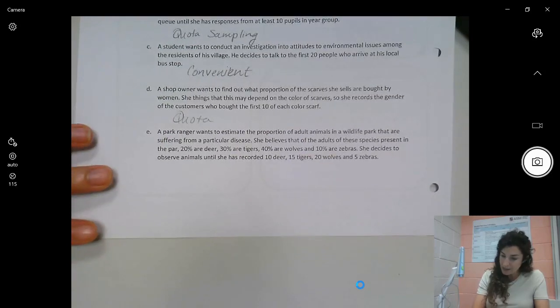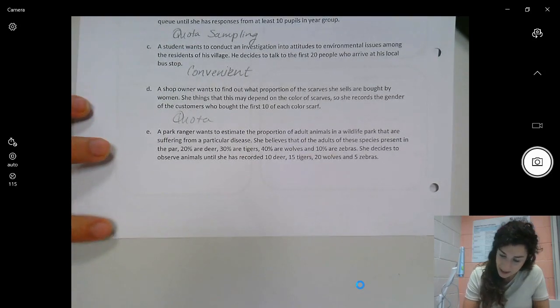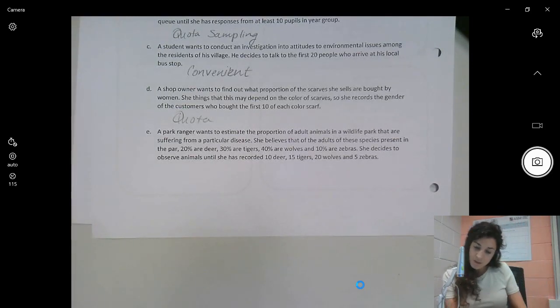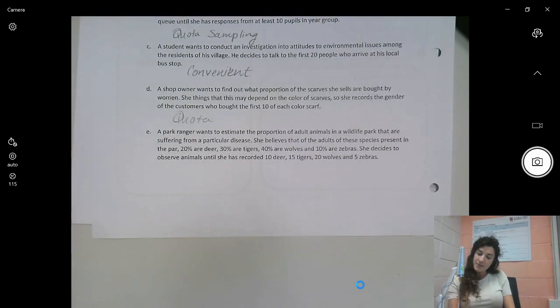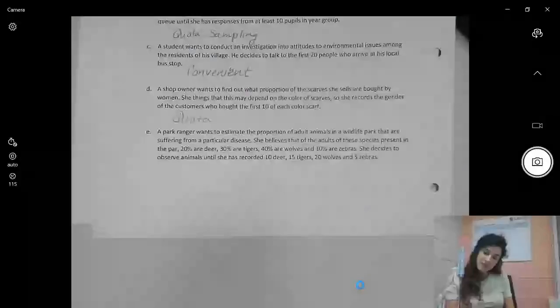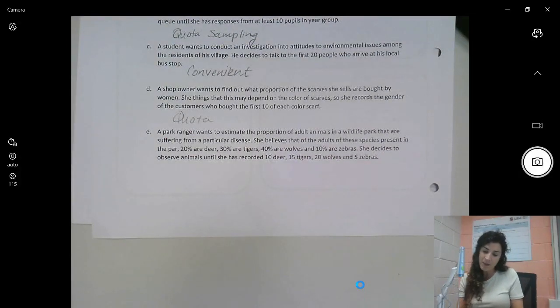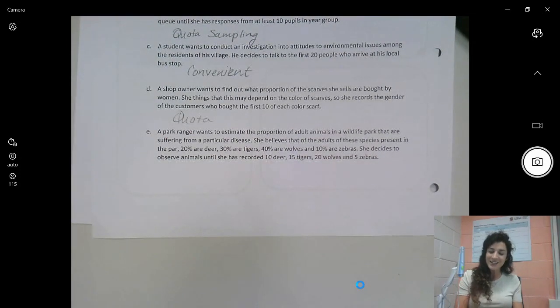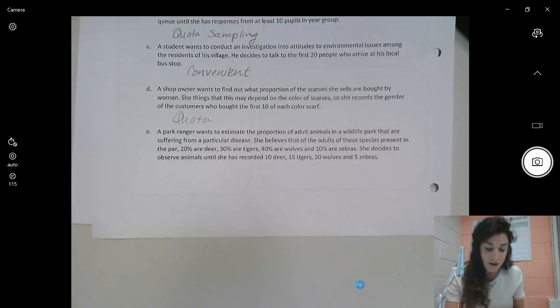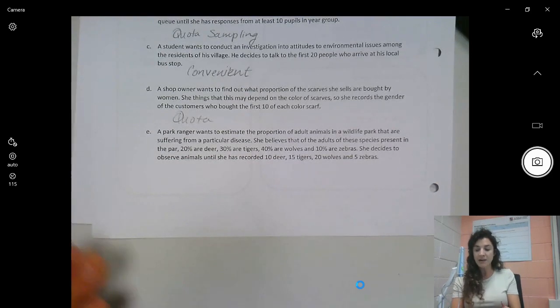A park ranger wants to estimate the proportion of adult animals in a wildlife park that are suffering from a particular disease. She believes that of the adults of these species present in the park, 20% are deer, 30% are tigers, 40% are wolves, and 10% are zebras. She decides to observe animals until she has recorded 10 deer, 15 tigers, 20 wolves, and 5 zebras.